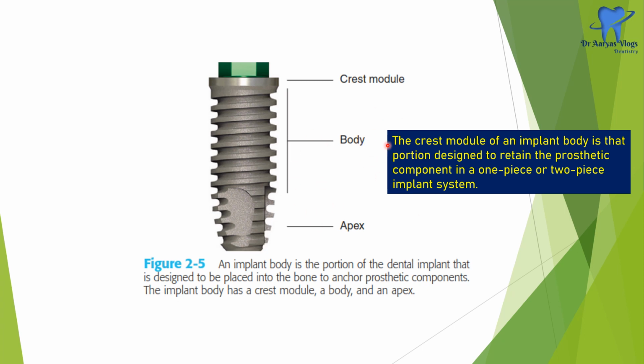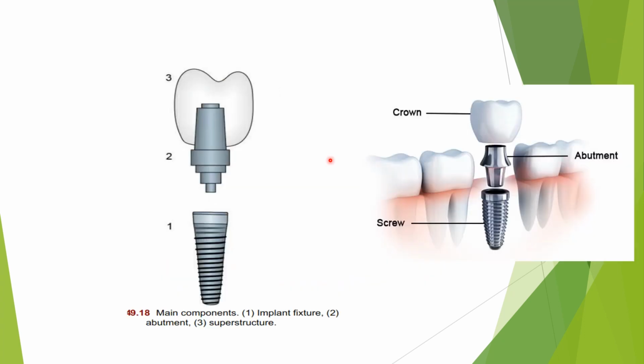So implant body is the portion of the dental implant which is designed to be placed into the bone to anchor the prosthetic components. It has crus module, body and apex. And the main components are implant fixture, abutment and the superstructure.